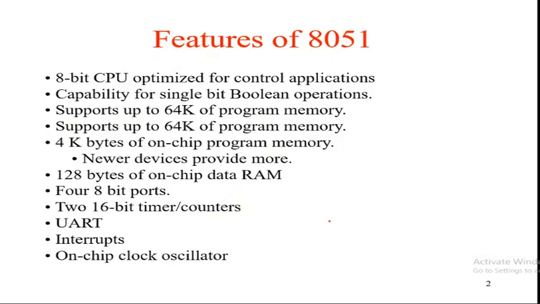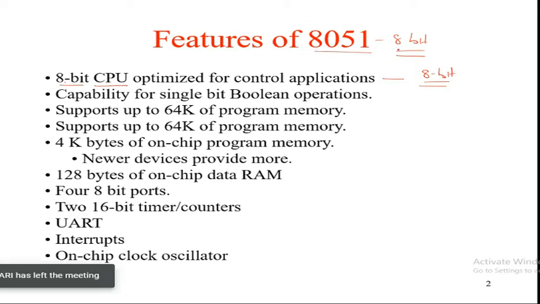First we will see the important features of the 8051 microcontroller. This 8051 is an 8-bit microcontroller, so it maintains a CPU with a size of 8 bits. As it is an 8-bit microcontroller, the applications we can do are only up to 8-bit operations. Why? Because the CPU available in the 8051 is an 8-bit CPU.